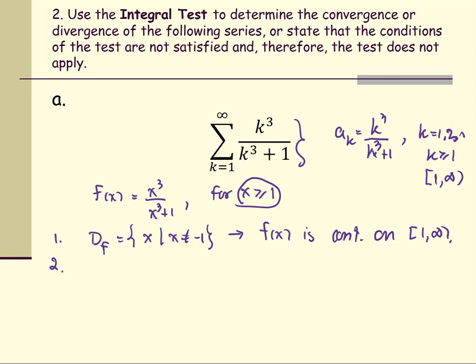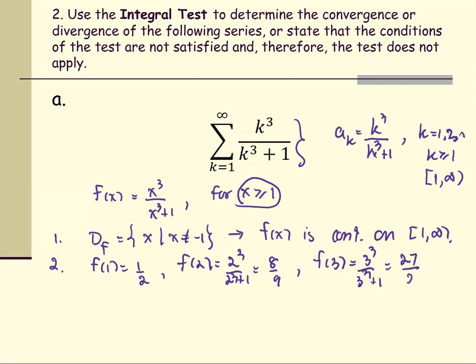And number two, we're going to check whether the function is positive or not for all x greater than or equal to 1. We can make a list. f at 1 equals 1 over 2. f at 2 equals 2 to the third over 2 to the third plus 1, or 8 over 9. f at 3 equals 3 to the third over 3 to the third plus 1, which is 27 over 28, and so forth. So they all are positive. So we can say that f of x is positive for x greater than or equal to 1.